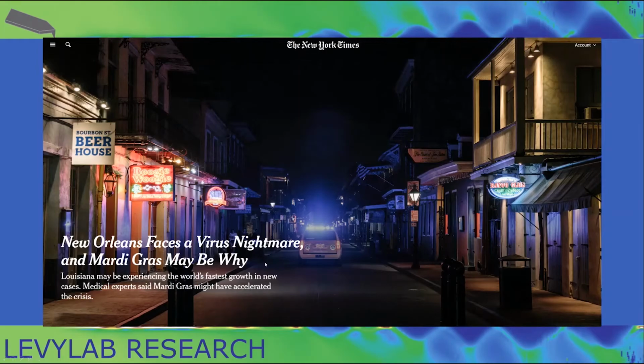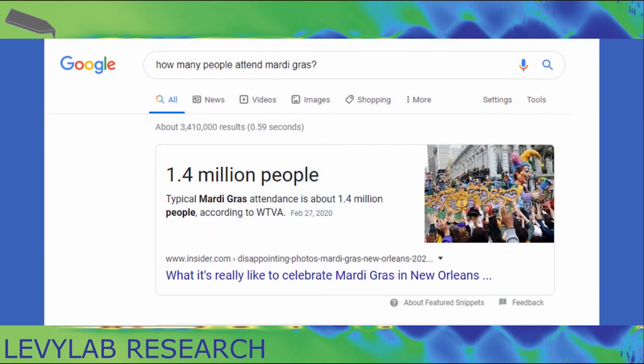So we go back to this article. There is some speculation among medical experts that the event of Mardi Gras may have accelerated the crisis, and it's really about the unfortunate timing of the event and the characteristics of it.